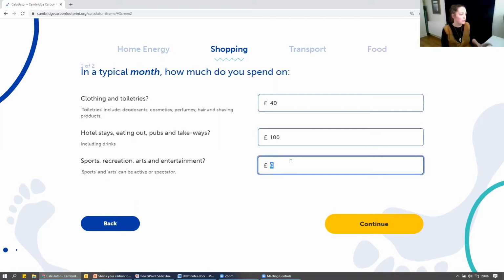But we don't spend much on sport, recreation, arts and entertainment, but I am going to include my Netflix subscription in here. So I'm going to estimate that's £15.